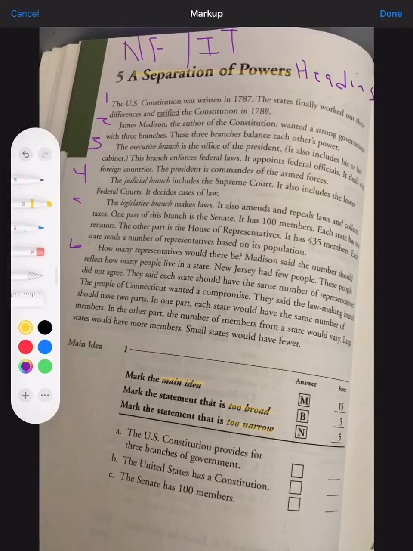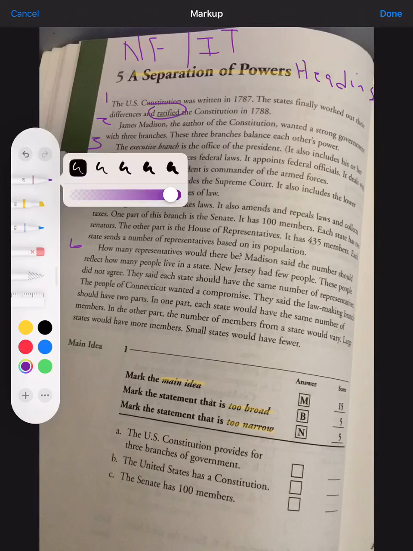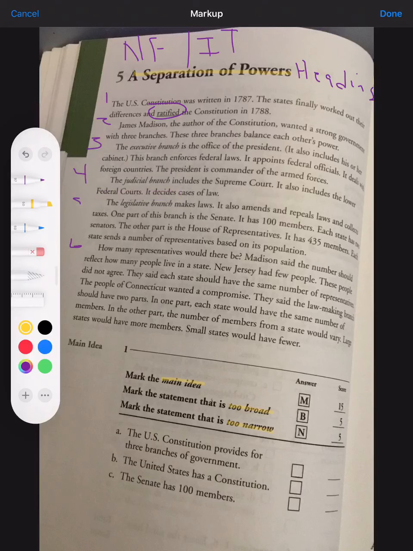The United States Constitution was written in 1787. The states finally worked out their differences and ratified the Constitution in 1788. All right, we know that they're going to ask a question about ratified, so circle that. So please highlight "U.S. Constitution was written in 1787."